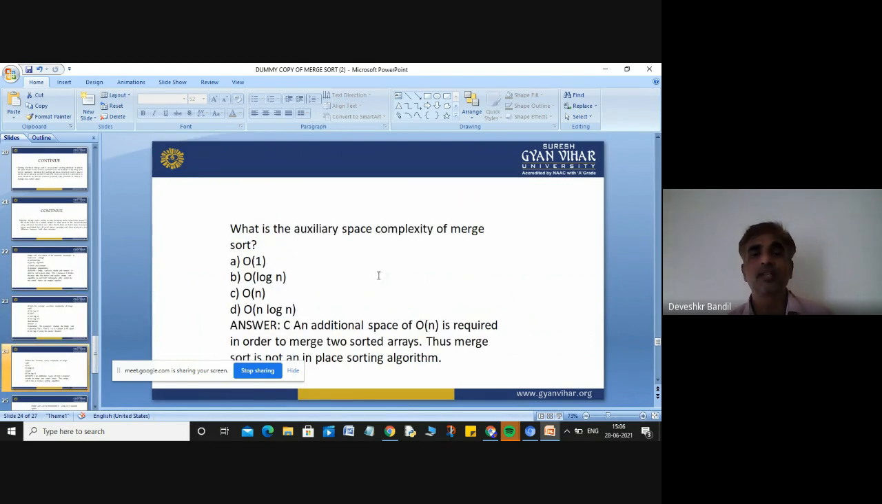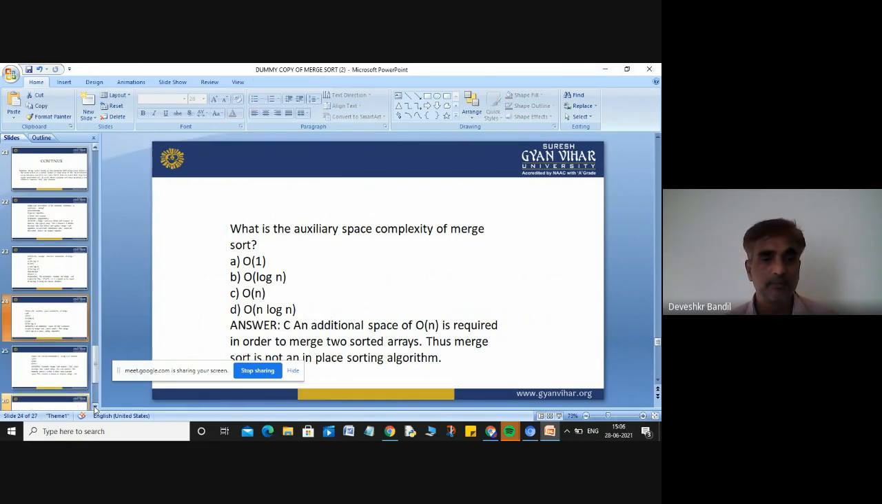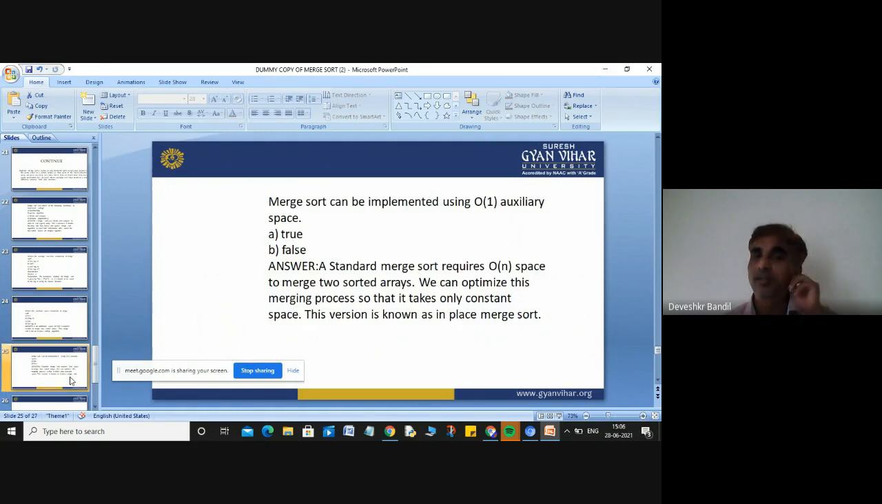And what is the auxiliary space complexity of your merge sort? Okay, so first log n, and n log n. n is the auxiliary space complexity of your merge sort. And merge sort can be implemented using auxiliary space: true or false? So your answer is absolutely true, because standard merge sort requires n space to merge two sorted arrays.